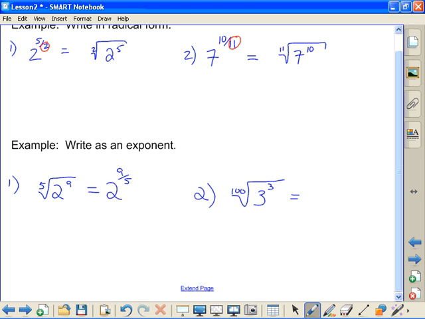All right. Let's go 100th root of 3 cubed. So again, you have your base, the 3. The 3 would be the numerator. The indice would be the denominator. And there we go. That's all there is to writing back and forth.